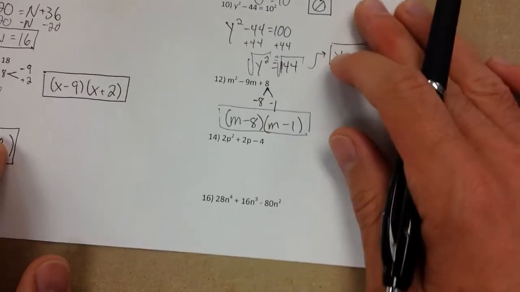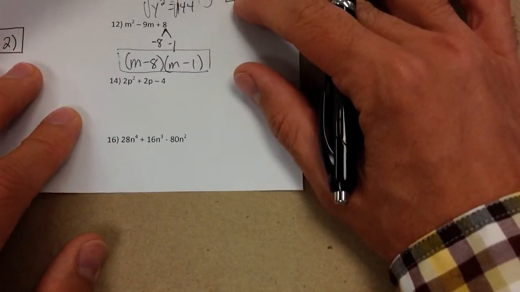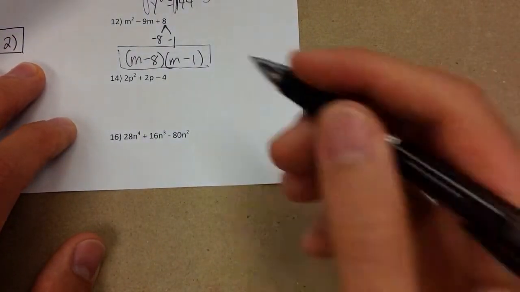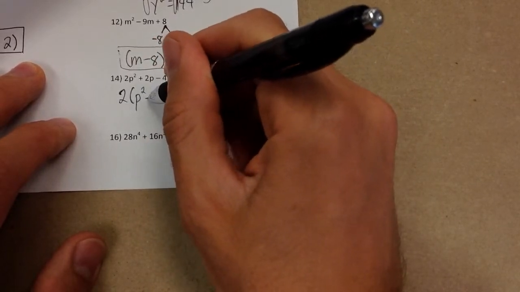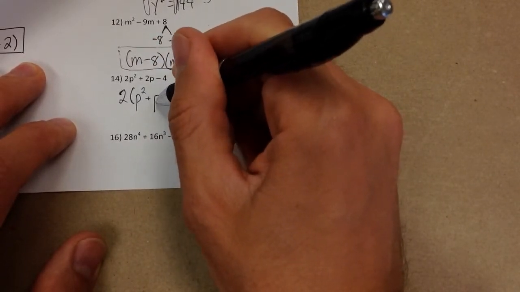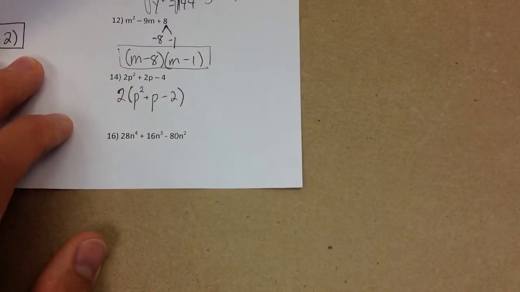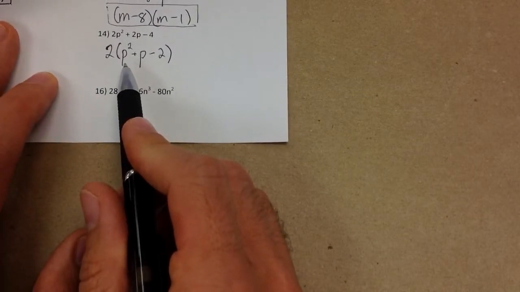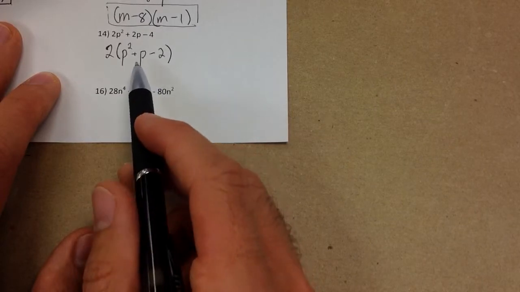Number 14 has a greatest common factor other than 1. It's 2. So we're going to do that step first. When we factor the 2 out, we are left with p squared plus p minus 2. We have to check to see if the quadratic trinomial in the parentheses is factorable, because this may not be fully factored if it is.